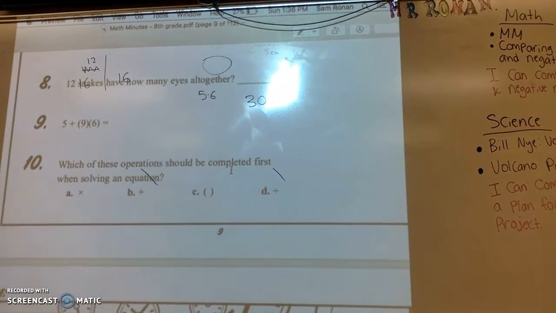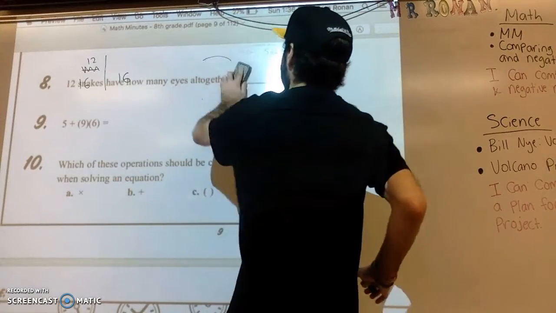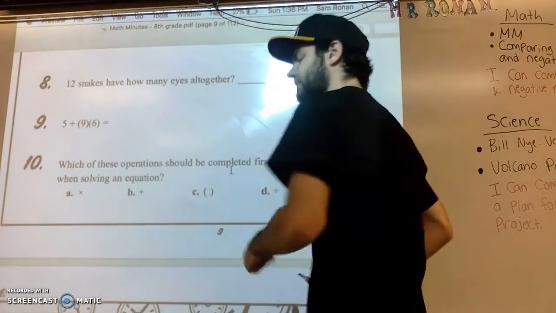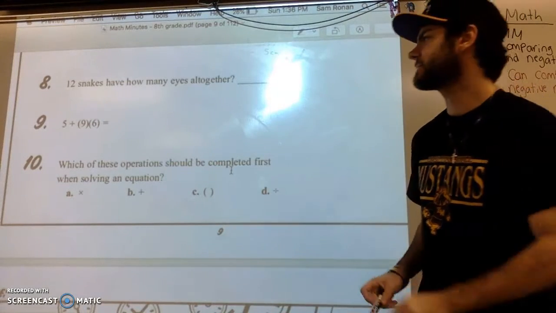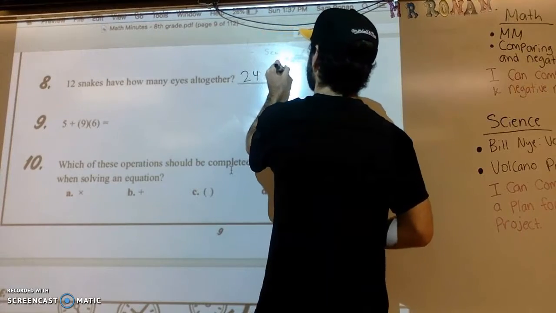Number 8. 12 snakes have how many eyes altogether? Well, you know, one snake's going to have 2 eyes. We have 12 snakes. Really what we're doing is 12 times 2. 12 snakes times 2 eyes. Okay, and that's going to be 24 eyes.